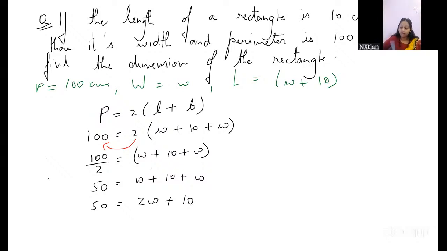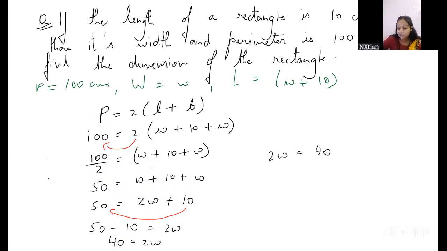Now, this 10 we can again take on this side, to separate the variable and numbers. 50 minus 10 equals 2W, which becomes 40 equals 2W. I'm writing it here now. Or 2W equals 40.